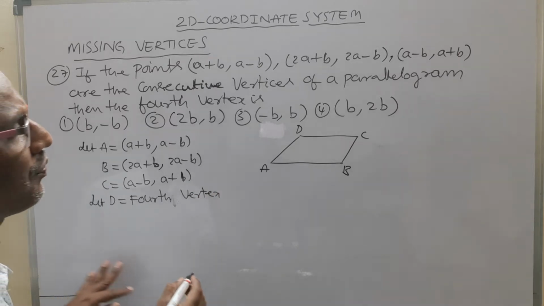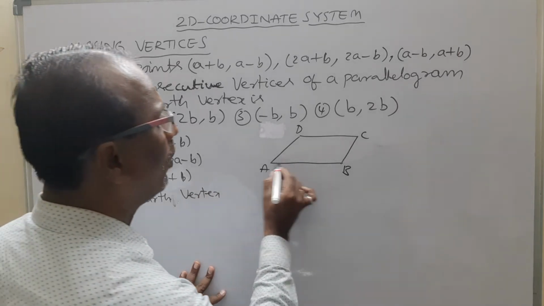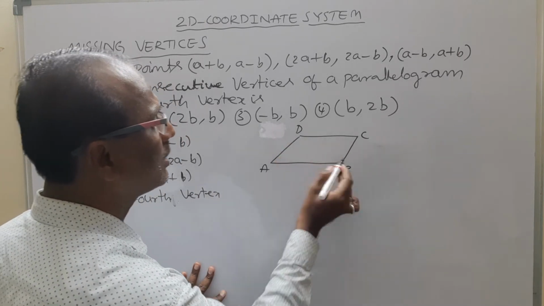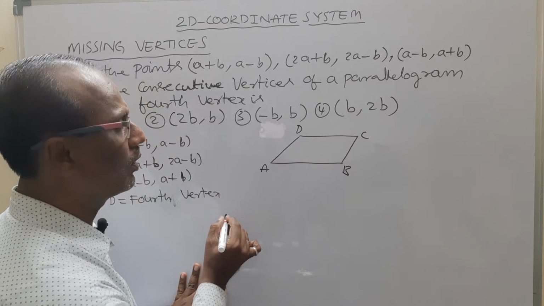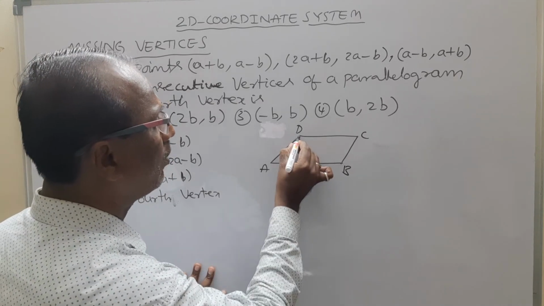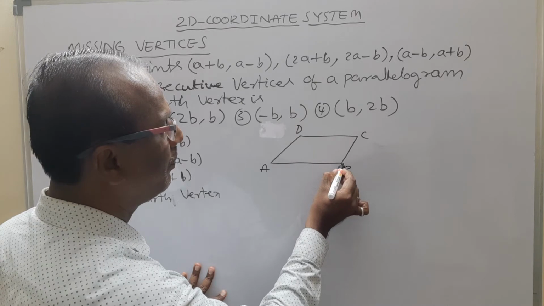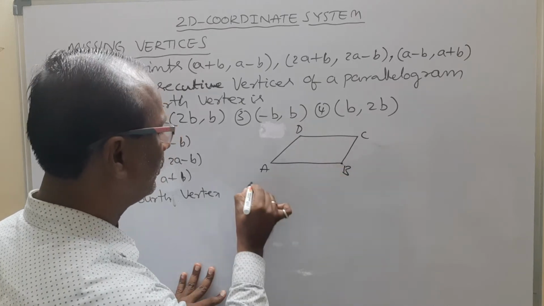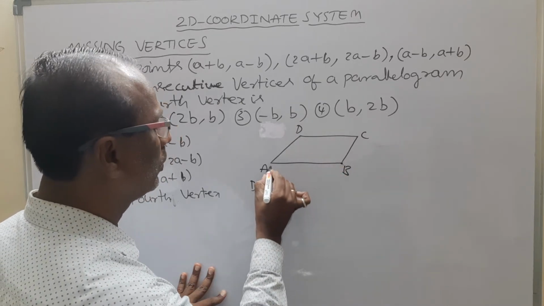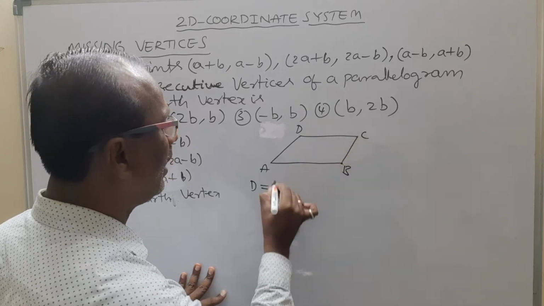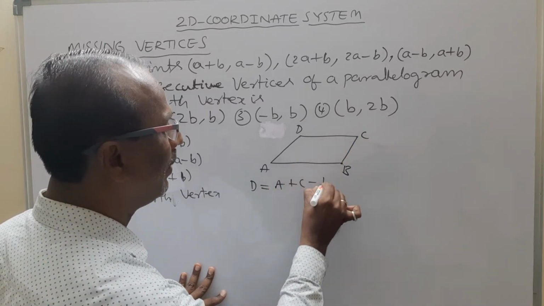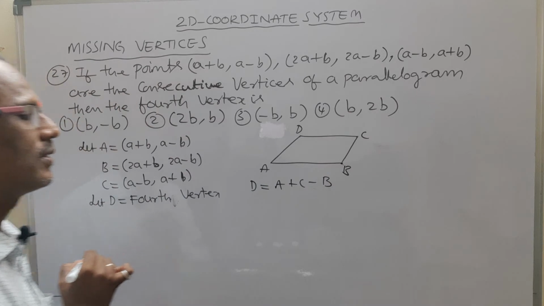In this diagram, this is a quadrilateral. Here the diagonals bisect each other in a parallelogram. Opposite to D, the vertex is B. B is subtracted. The fourth vertex D is equal to the remaining two vertices added, A plus C minus B.